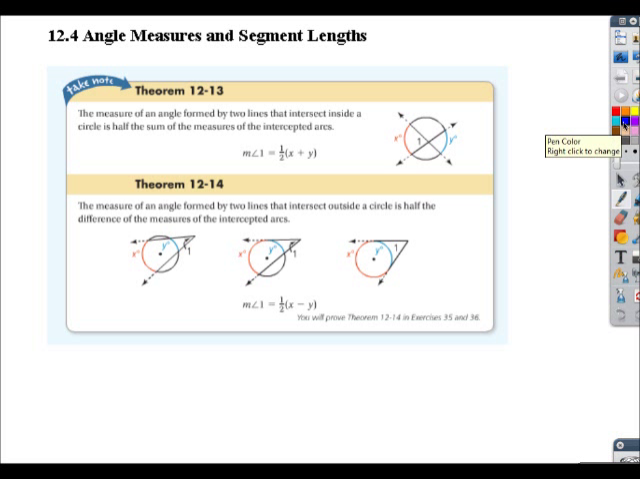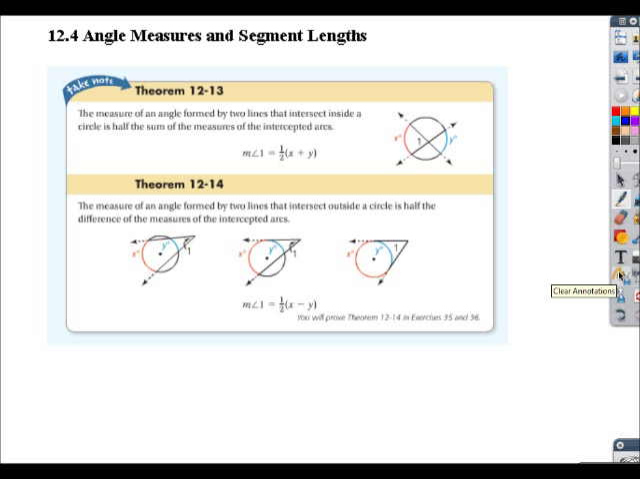We're going to talk primarily about the angles in the video. If I have two chords intersecting, or two secants, whatever you want to call it, then this interior angle, angle 1, is the average of the intercepted arcs. So you take x plus y and you divide by 2.